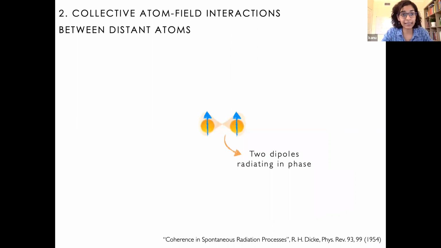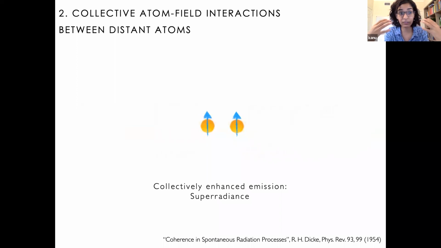speaking of collective effects, the second idea that I want to discuss today is one of collective atom-field interactions between distant atoms. So let me first define briefly what I mean by collective atom-field interactions in quantum optics. So here, let's say what we have is two atomic dipoles that are radiating together in phase. So very much like two classical antennas, if you will. And the collective emission that comes out of this system as a whole, we know it can be enhanced as a result of a constructive interference between the fields emitted by the dipoles. And this is an effect that we know and love, and we refer to it as superradiance. And it's been known since 1954, as you can see. So breaking news, in other words.